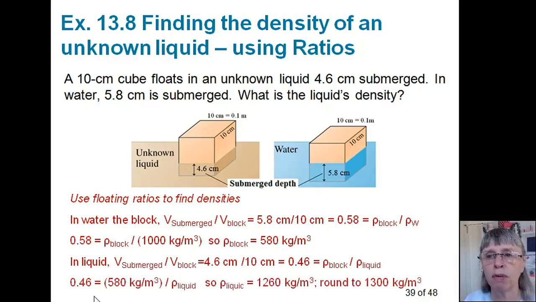So here's what we know: 0.46 equals the density of the block divided by the density of the liquid, so we can determine that the density of the liquid is 1260 kilograms per meter cubed. Round that off to 1300 kilograms per meter cubed.